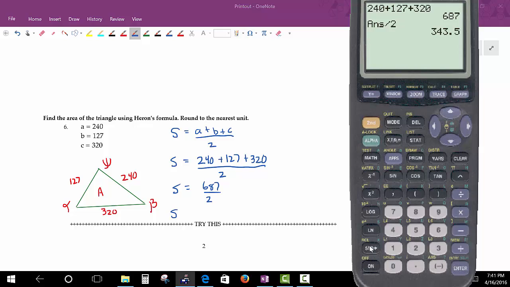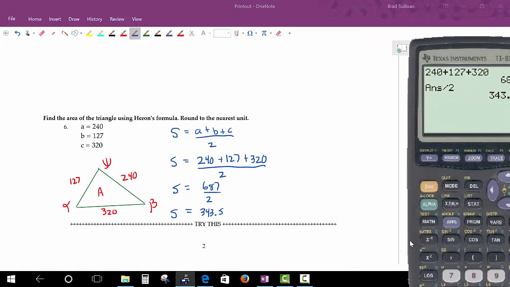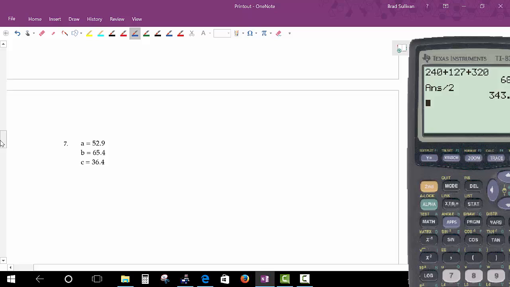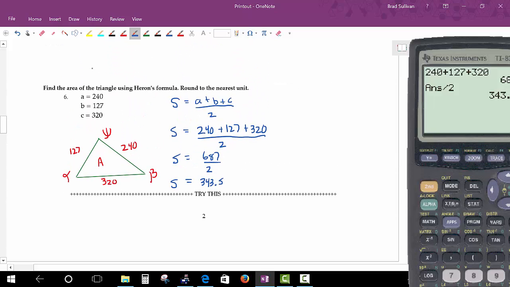Okay, so that will give 343.5. So that's step 1, is to compute that. Now when you do Heron's Formula, it just kind of takes up a lot of room on your paper, so you're going to do the area, and we're going to do this real big square root. So it goes like this.